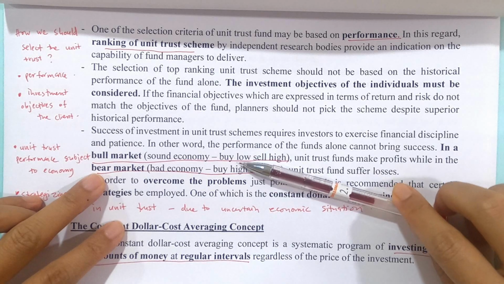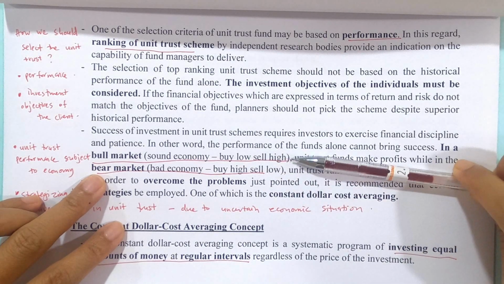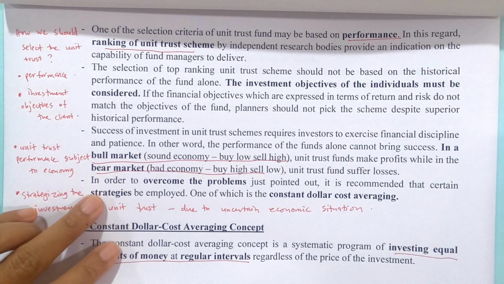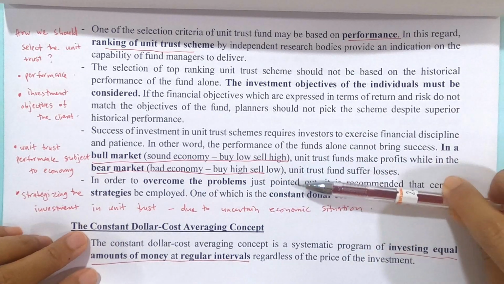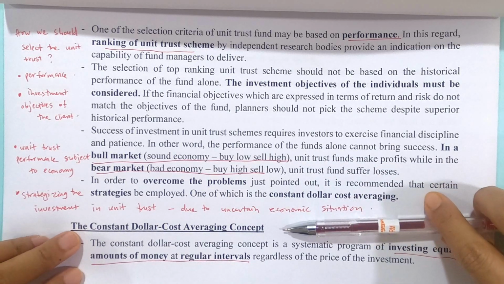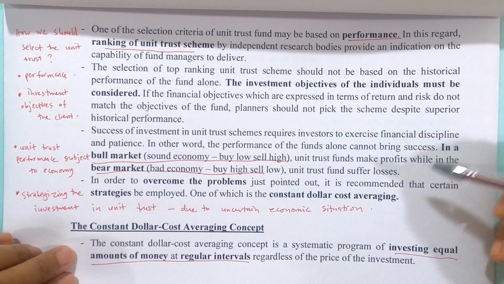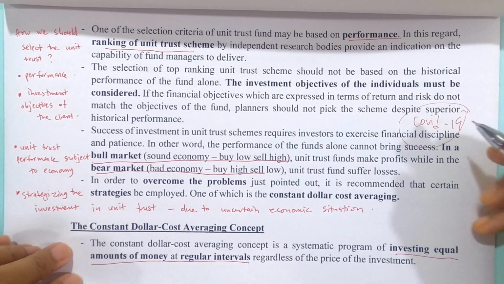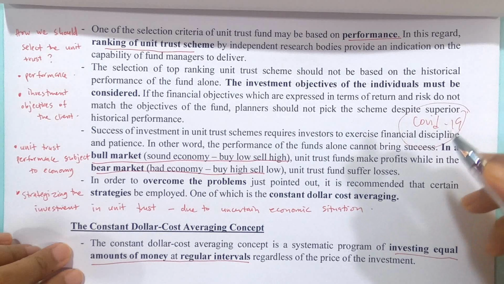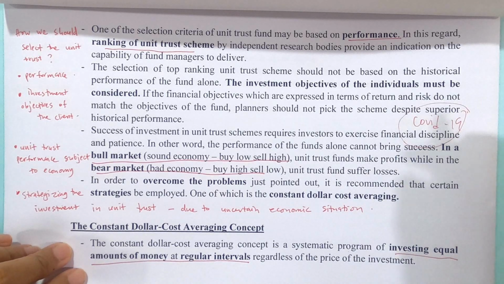The performance of the unit trust fund is actually subject to the economy. In a good economy, in the bull market, if you bought the unit trust at a low price in the past, now it will give a high return, so it will make good profits. But in a bad economy or the bear market, where the situation is you buy high, sell low, the unit trust fund also will suffer losses. So the performance is subject to the economy, and as we understand, the economy goes up and down. For the time being, the COVID-19 situation is very difficult, and the economy is very uncertain, not only in this country but all over the world. At this point of time, we are not sure how long this will last.